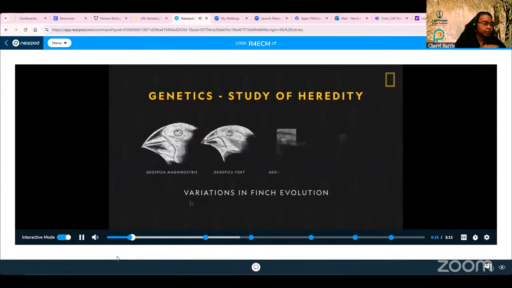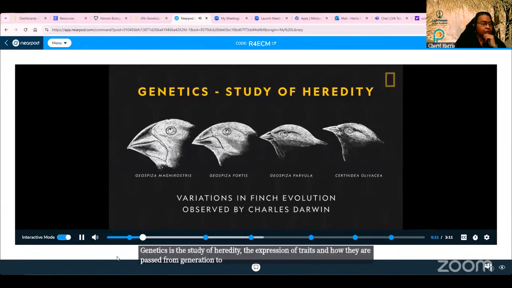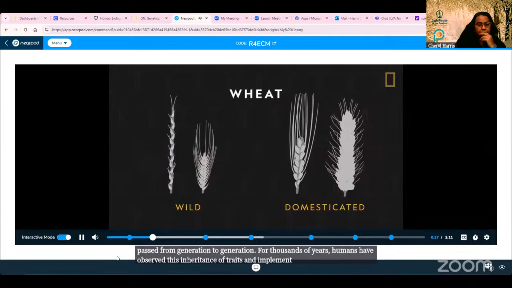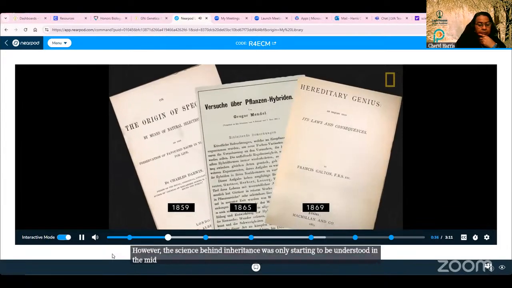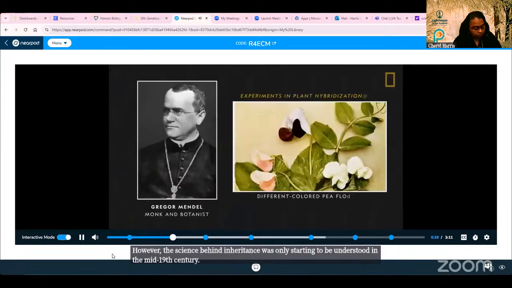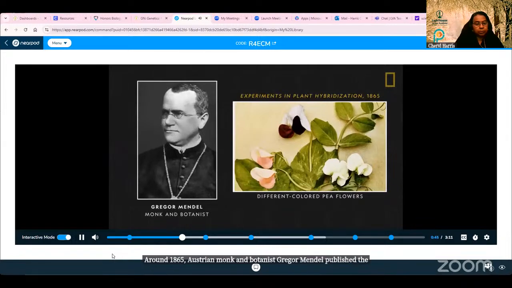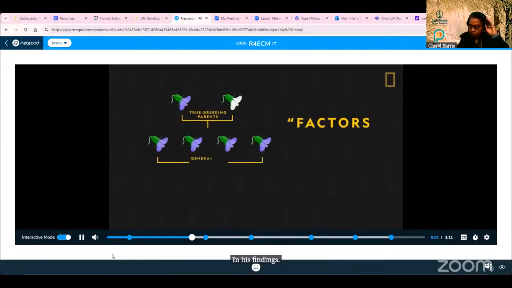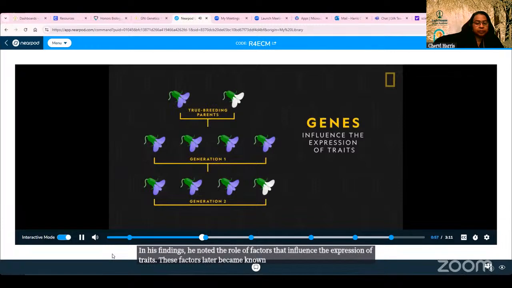Genetics is the study of heredity, the expression of traits and how they are passed from generation to generation. For thousands of years, humans have observed this inheritance of traits and implemented their knowledge to breed and domesticate plants and animals. However, the science behind inheritance was only starting to be understood in the mid-19th century. Around 1865, Austrian monk and botanist Gregor Mendel published the results of his hybridization studies of pea plants. In his findings, he noted the role of factors that influence the expression of traits. These factors later became known as genes.